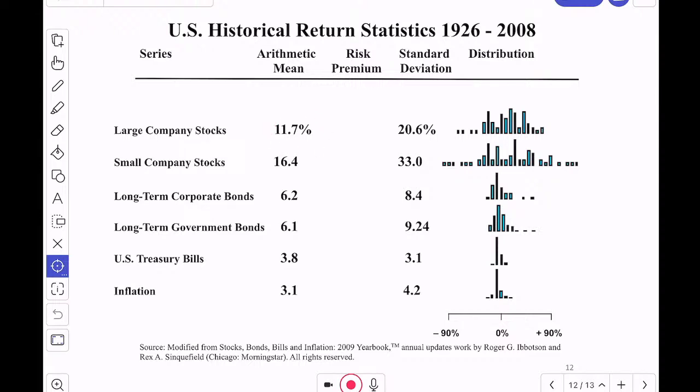So T-bills have a return of 3.8% on average. These are 3-month T-bills. So you purchase them in March, and by the end of June, you get the face value of the bond. I'm going to compare each of these to the T-bill and calculate what's known as the risk premium.